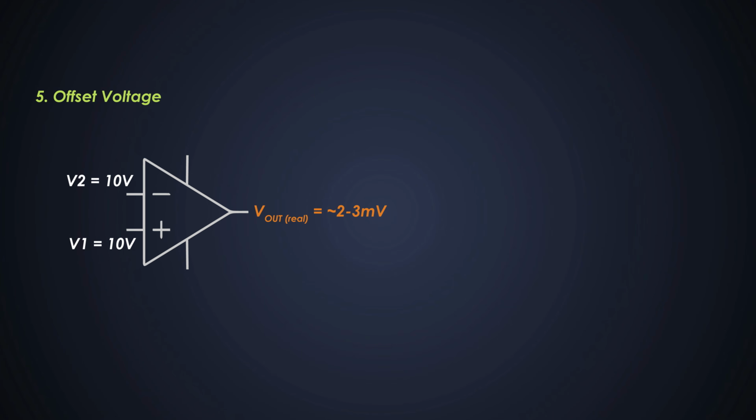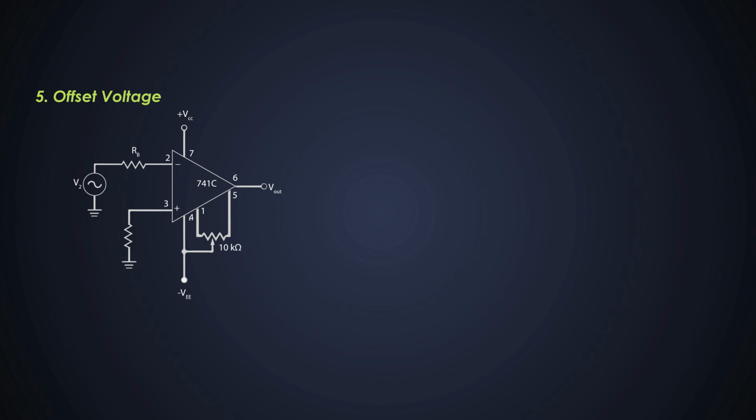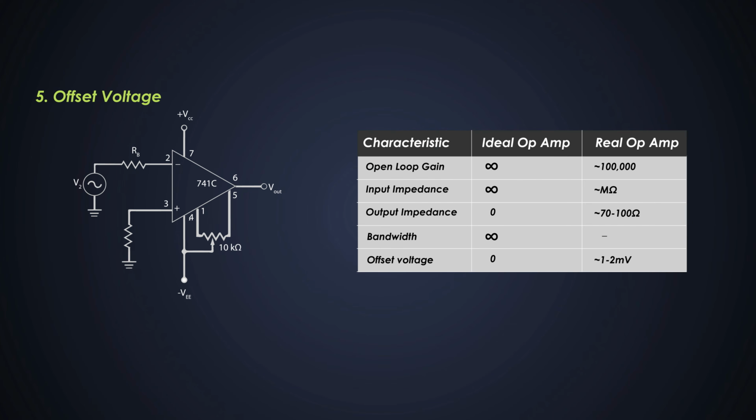If this offset voltage is small and can be ignored in the circuit, then it's fine. But if it is high enough, which can affect the circuit results, then we can use the nulling circuit to eliminate this error, which is generally given in the datasheet of the component.